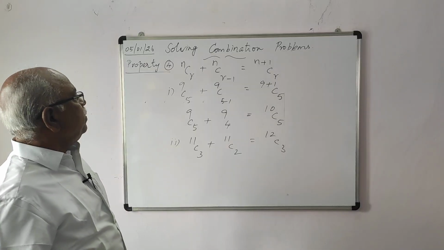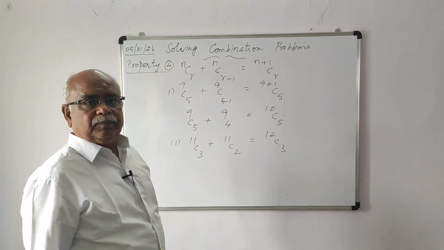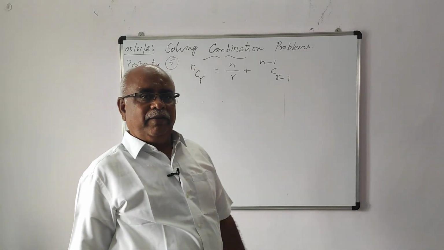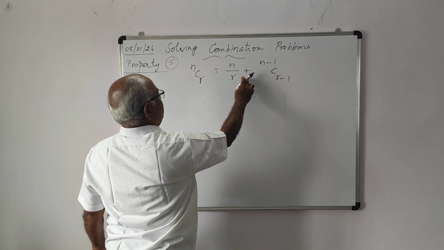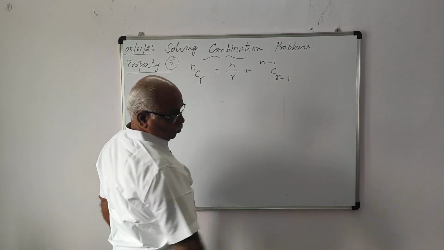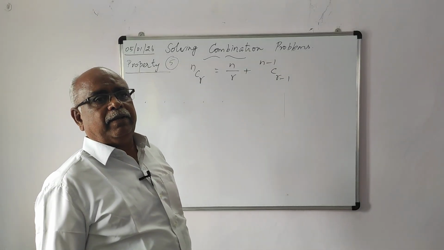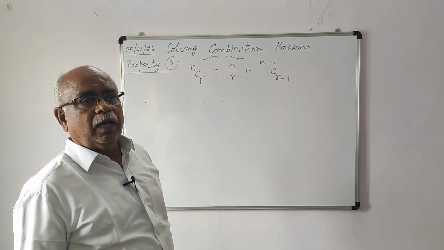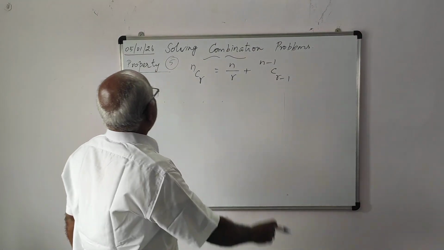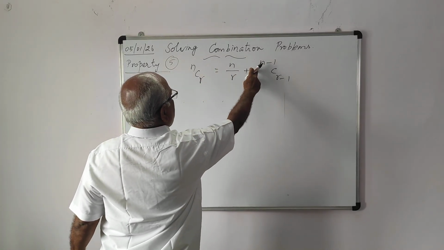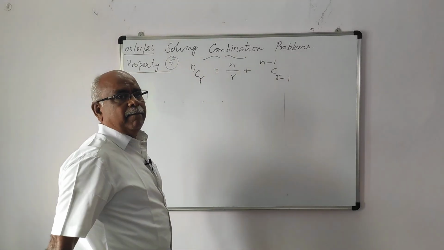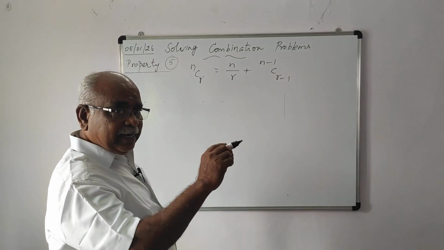Next we will go to property number 5. Okay? Next property 5. nCr equal to n by r into (n minus 1)C(r minus 1). It's also an important property. We will take the right hand side.